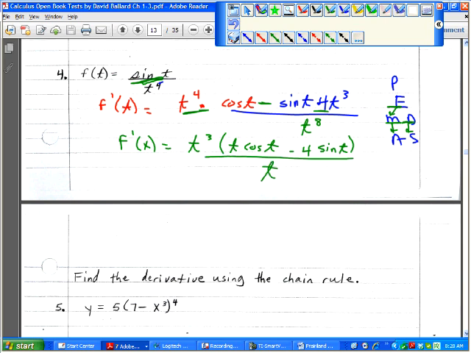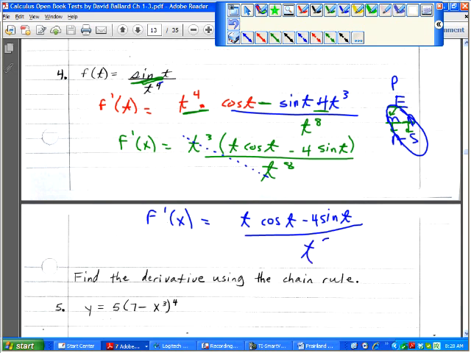Now that does create, since we factored out, and you see why we keep factoring out, this one does create a reduction opportunity. And so we have f prime of x is equal to t to the 3rd with t to the 8th. When you divide with like bases, you subtract the exponents. And so we're going to have t cosine t minus 4 sine t now over t to the 5th. Okay? And that's about all we can simplify. Any questions on number 4?